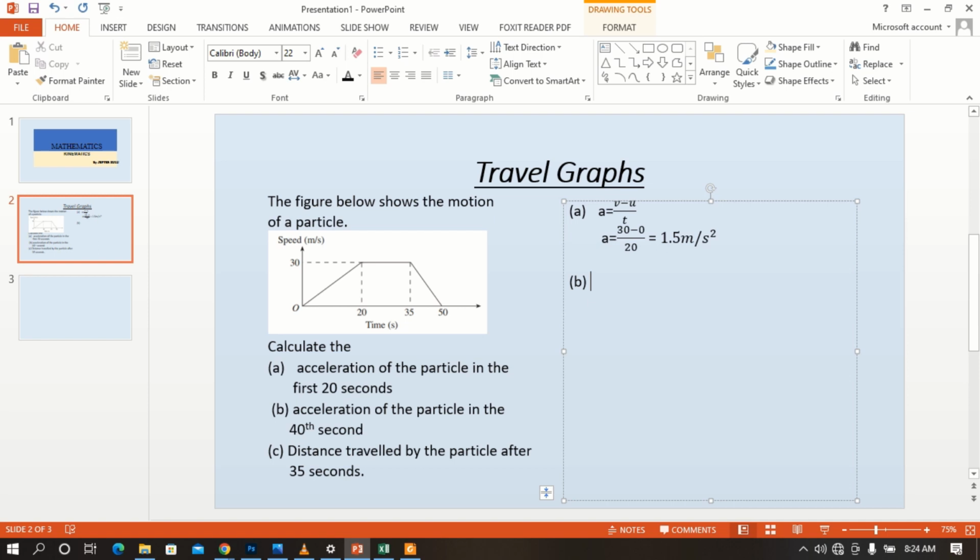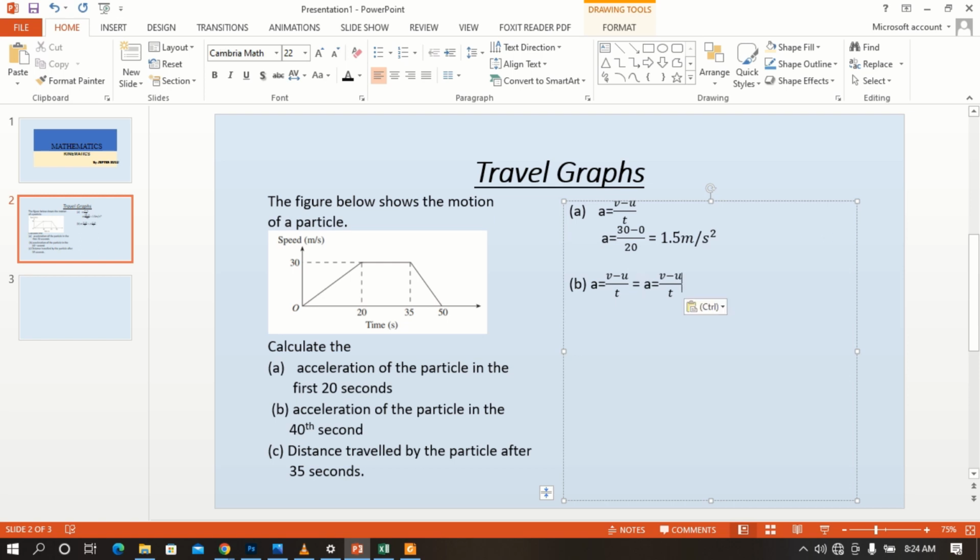Here they are saying calculate the acceleration, so we expect a negative value. We calculate our acceleration by using the same equation: the final minus the initial divided by time. Now, what is going to be our final in this case? The final is 0. The object has gone back to rest.